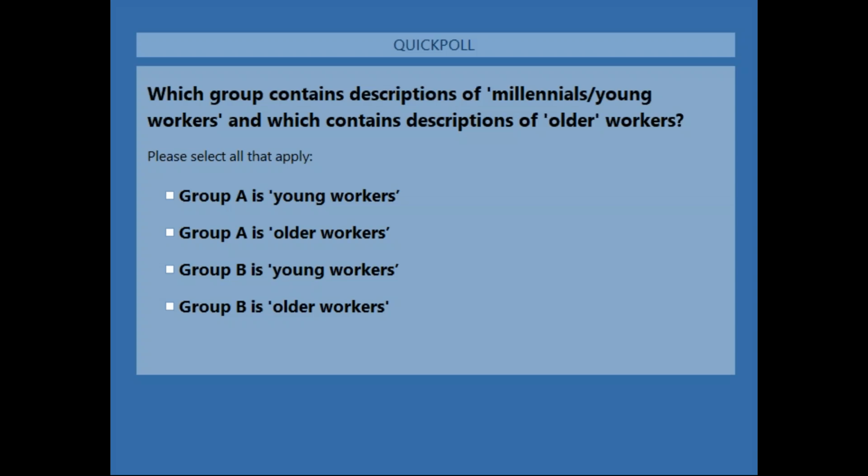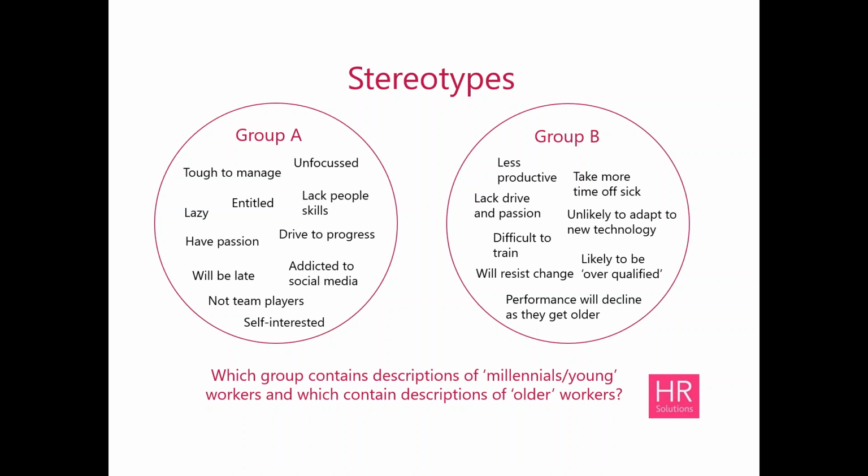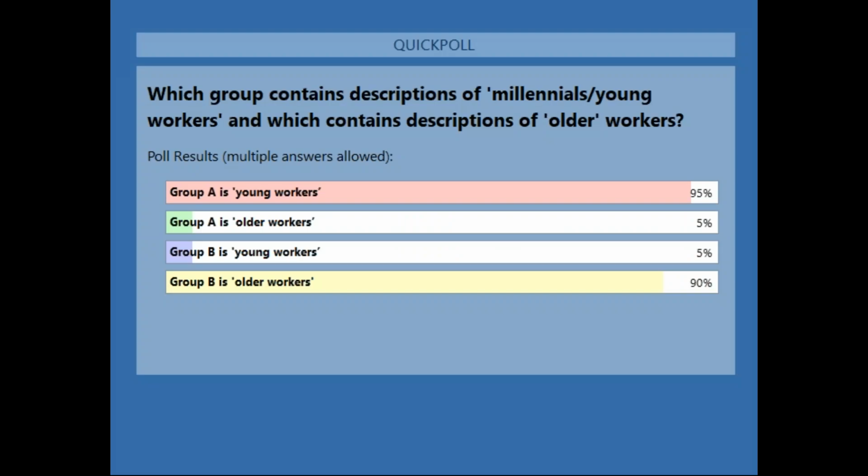Okay, great. That's most of you voted now. So let's have a look at what we've got. Wow, okay, great. So we have got 95% saying group A is young workers, and 90% saying group B is older workers, and we've got 5% of you on the other answers. So group A is older workers and group B is the young workers.